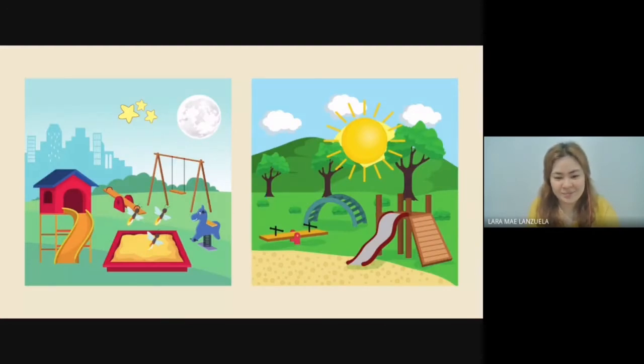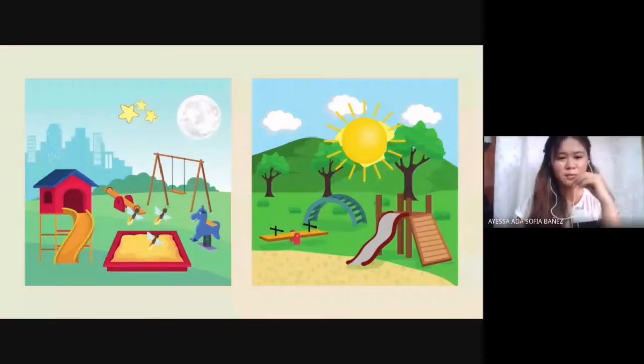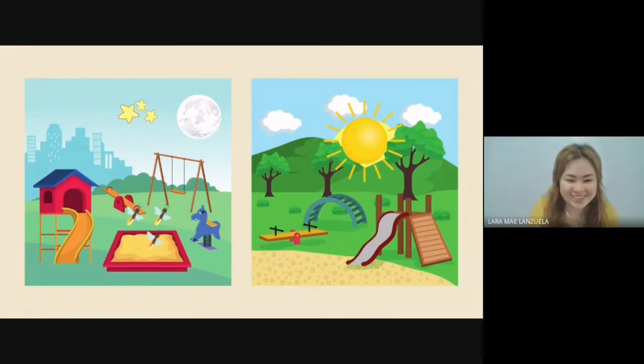Very good. Now, how about this one? The second picture, a picture of a playground. What sources of light did we use? In this picture, we use the moon, stars, and the sun. These are called natural source of light. Very good. So the first one has artificial sources of light, but this one has natural sources of light.